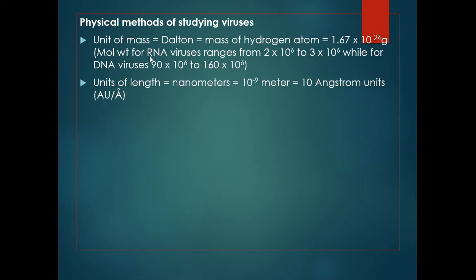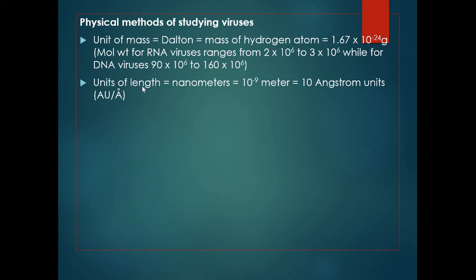Molar weight for RNA viruses ranges from 2 × 10^6 to 3 × 10^6, while for DNA viruses it is 90 × 10^6 to 160 × 10^6. This means the molar weight of RNA viruses is low as compared to DNA viruses.